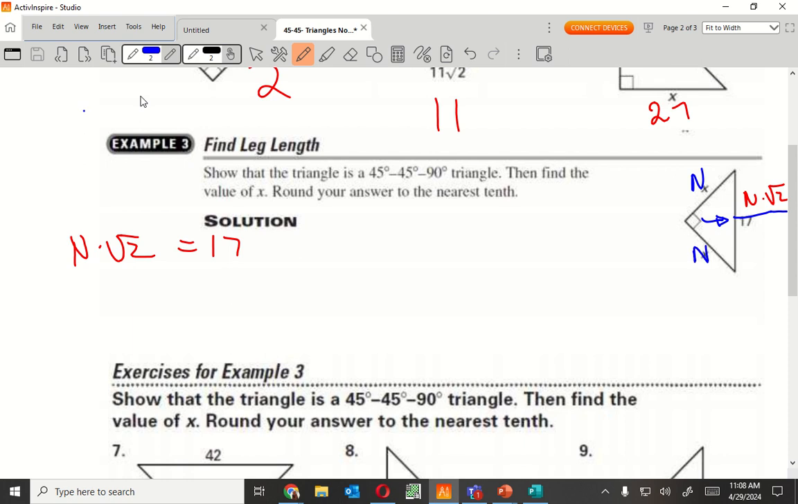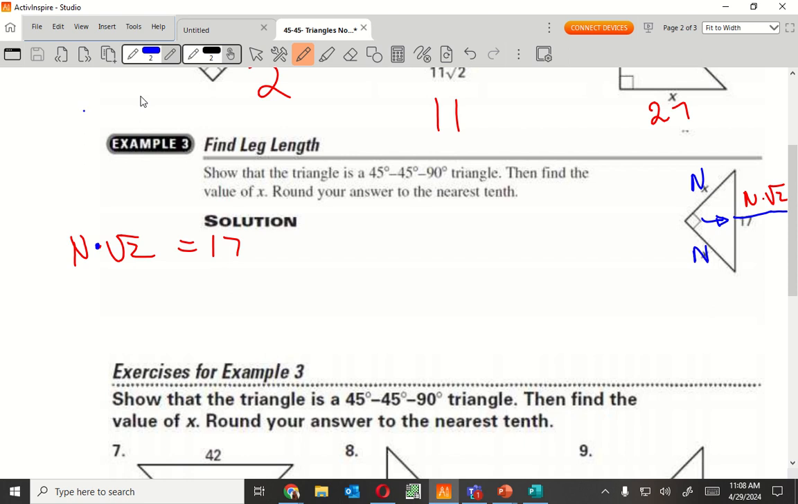Okay, so if I want to get n by itself, what would I do to both sides of this right here? Not add it. What is this dot right here imply? Multiply. What's the opposite of multiplication? Division. So I'm going to divide both sides by the square root of 2.